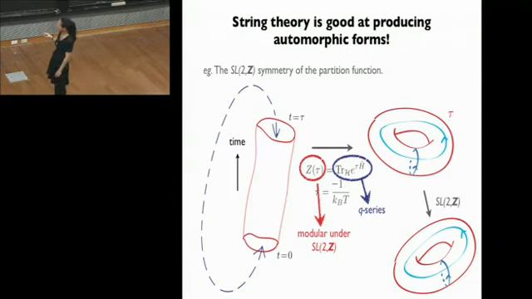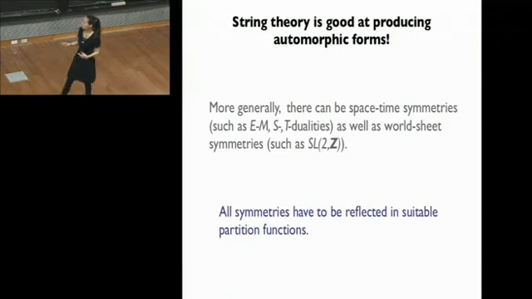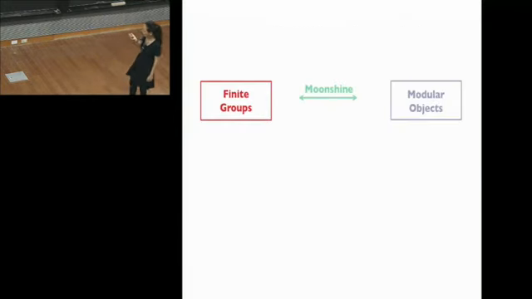So more generally, apart from the worldsheet symmetry that we just saw, there are also space-time symmetries, and all symmetries have to be reflected in a suitable way in the partition function of the theory. Okay, so that's about everything I want to say about modular objects, and let's go to the other side, the finite groups.